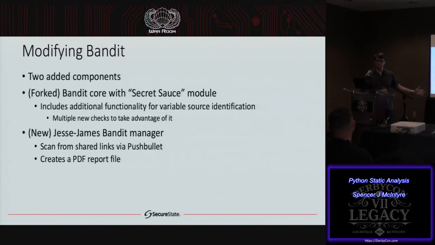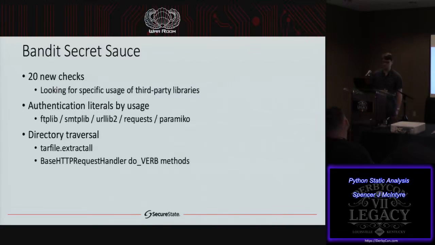So I have the forked Bandit core, rebased as of earlier this week. And then we have that Bandit scan manager, which is going to scan those shared links from Pushbullet and make a nice, actual PDF report. If anybody has ever used Bandit before, it has a few different output options, like a screen option, straight text, JSON, stuff along those lines. But we don't ever get a nice, actual report that we can take a look at. Mostly, once again, I wanted that because it would be easier to look at on my phone.